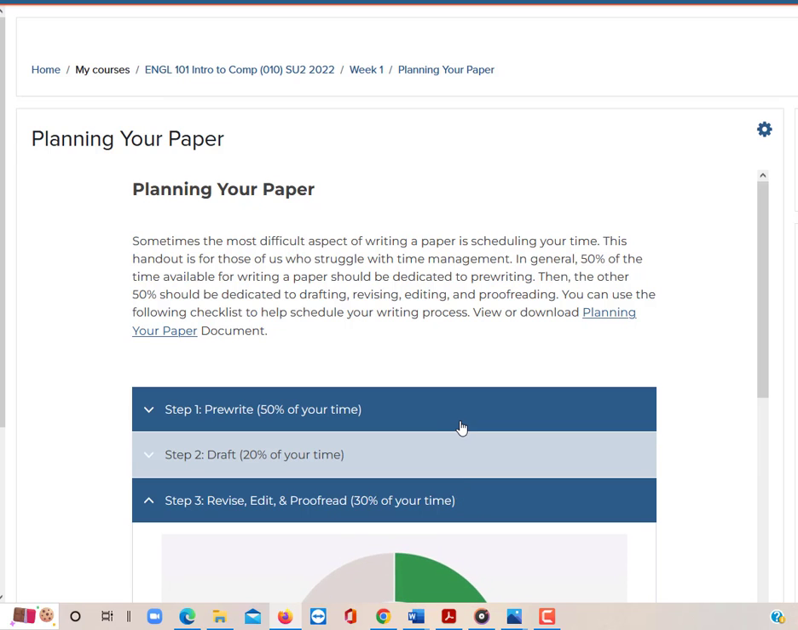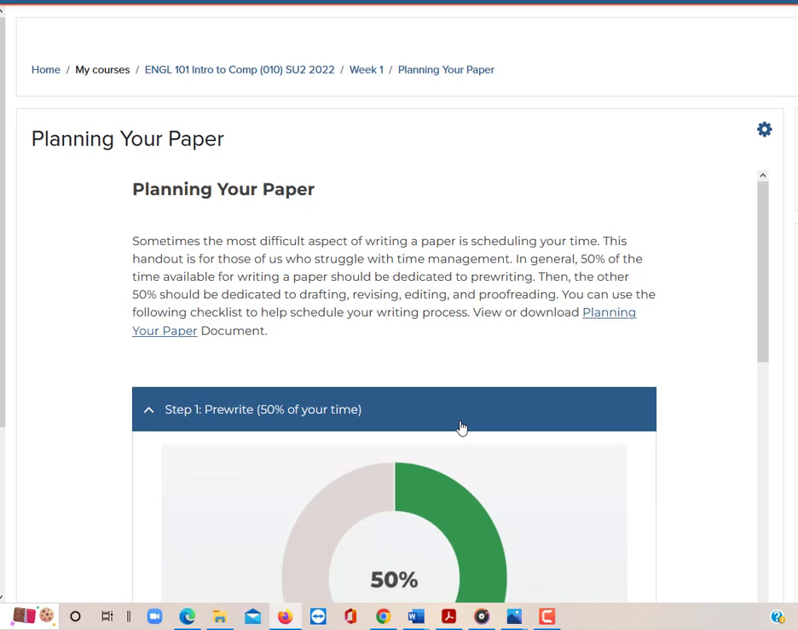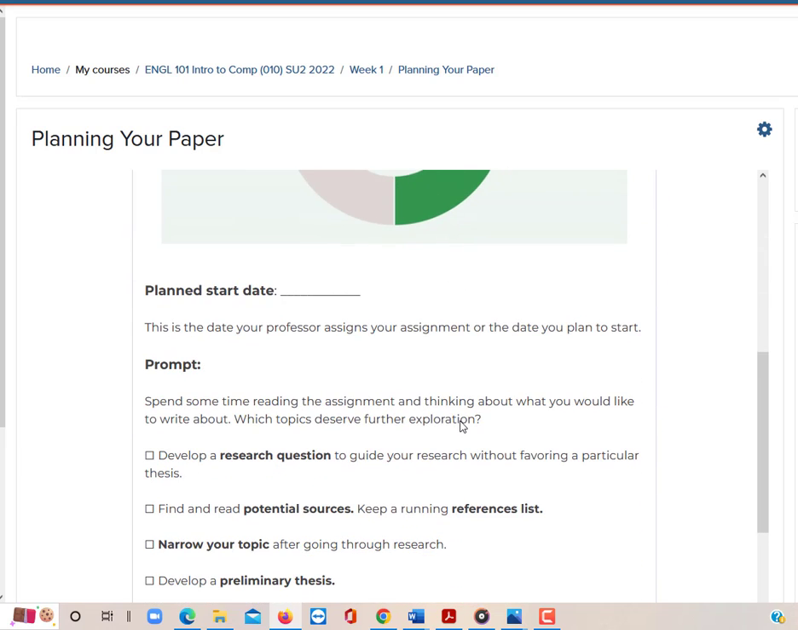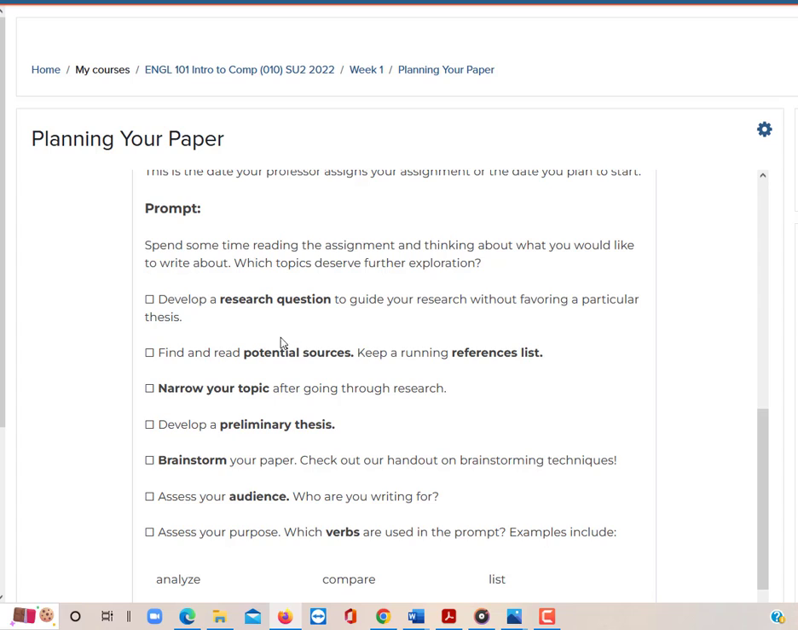And so first we're going to cover pre-writing. So in the pre-writing stage, this is where your professor assigns your assignment. And so you're going to develop a research question to guide your research. So a research question means you ask yourself, what am I interested in? What do I want to know? And then you find and read potential sources to see what it is you're interested in.